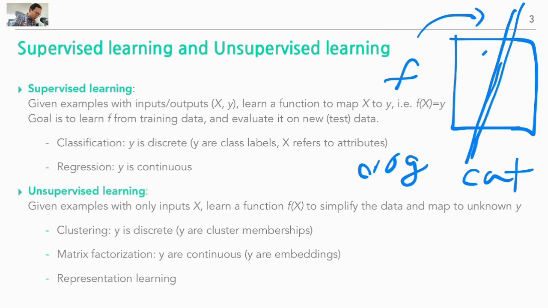For example, some points are here and some points are here. The function f finds this decision boundary. So when a new input comes in, something like this, we don't know the class label yet. When the new point is placed here, the function predicts, oh, this is a dog. When a new input is placed here, oh, this is a cat. That is the role of the function.